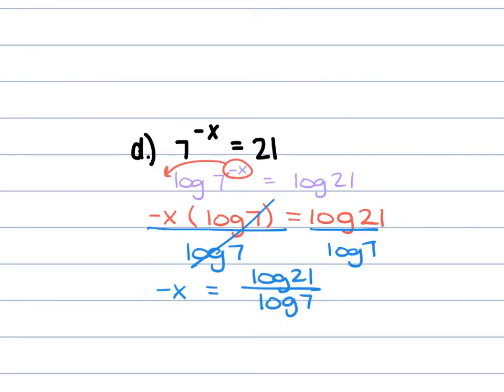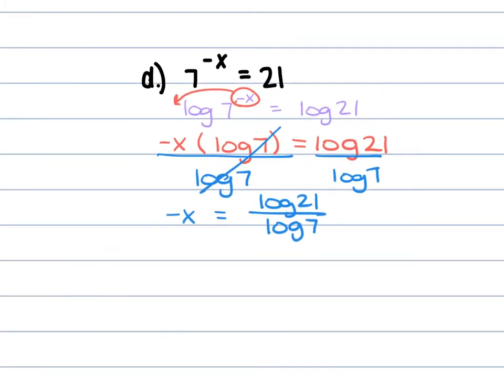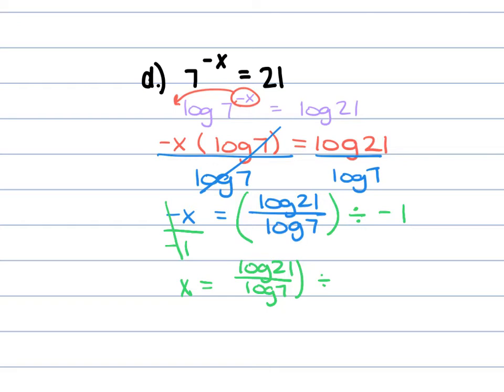Now from here, you would do that and then divide each side by a negative. So we're going to do this and then divide it by a negative 1. So x is going to equal log 21 divided by log 7 divided by negative 1. So in your calculator, do log 21 divided by log 7, hit the enter button, and then divide that by negative 1. You should be getting x is equal to negative 1.56. Again, we're rounding to the nearest hundredth with these.